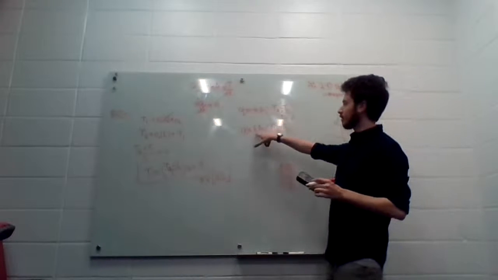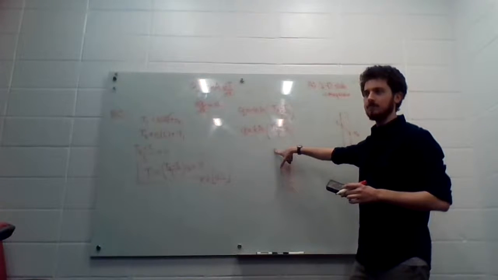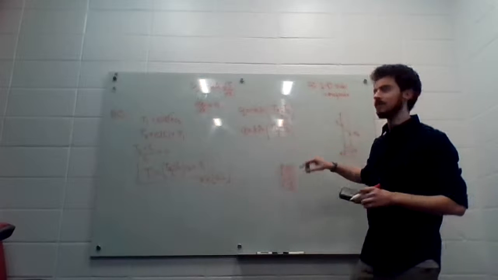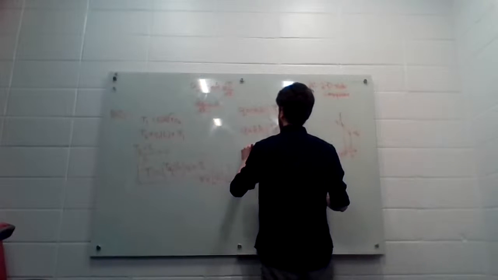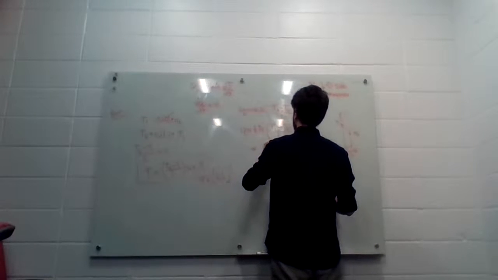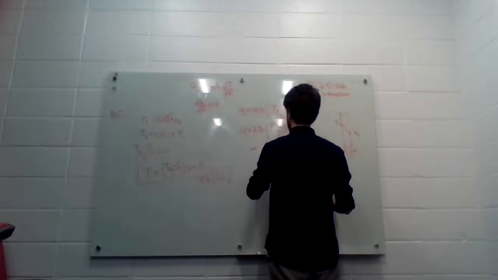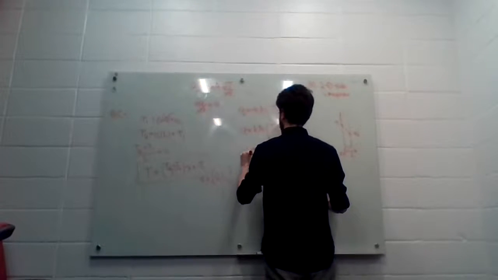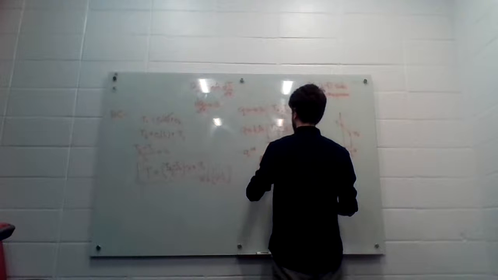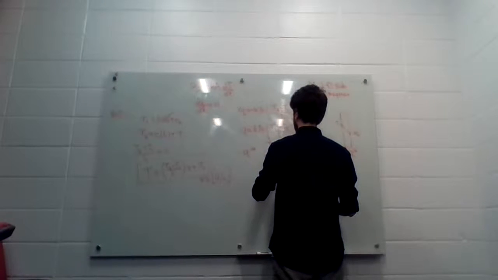The other thing we're going to do is bring this kA down, which seems like it makes it an uglier fraction, but it's going to be really useful. So we're going to write T1 minus T2 equals Q times L over kA.